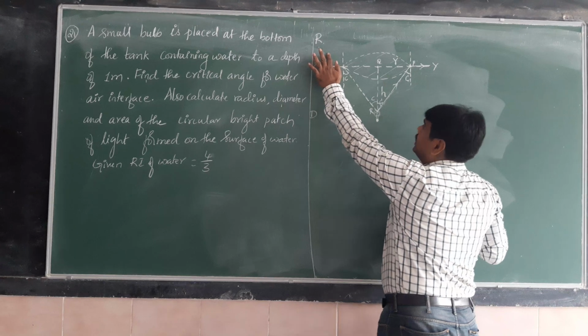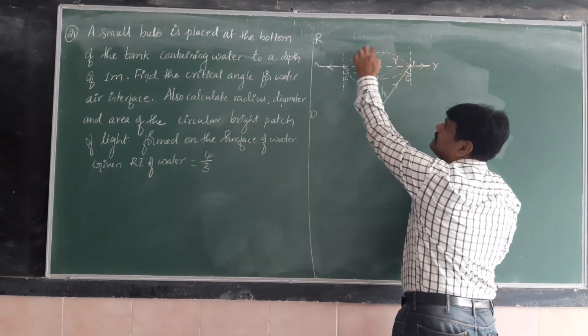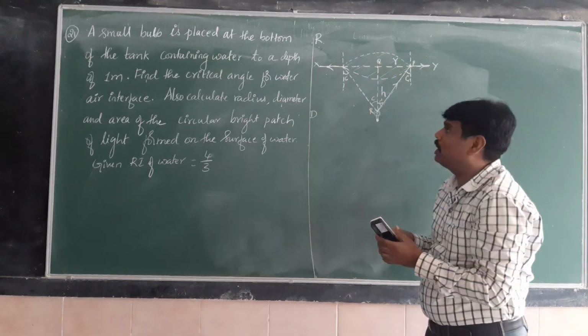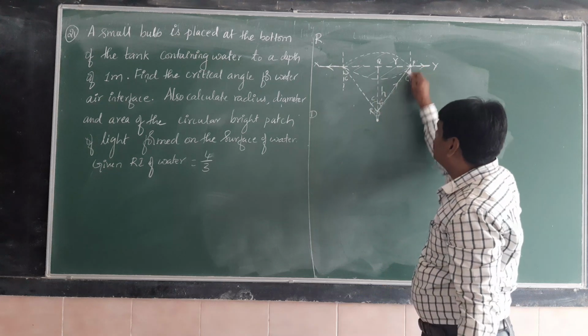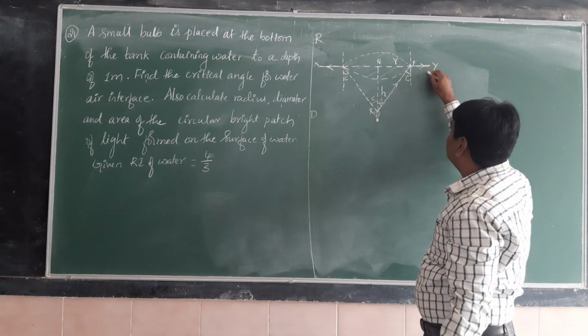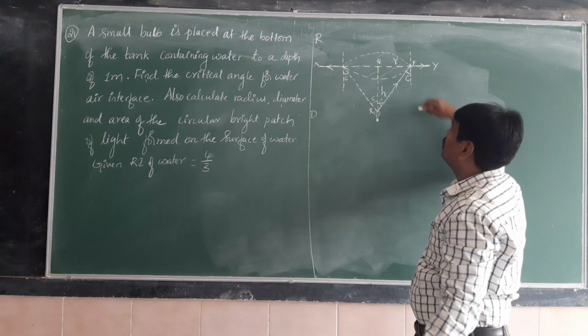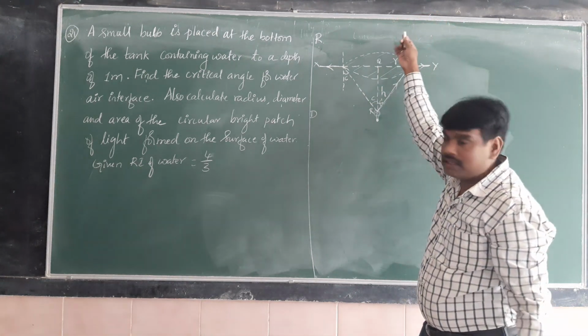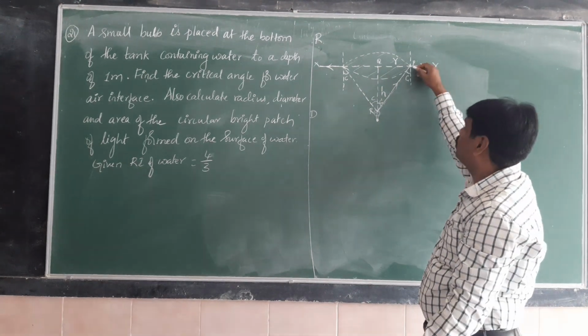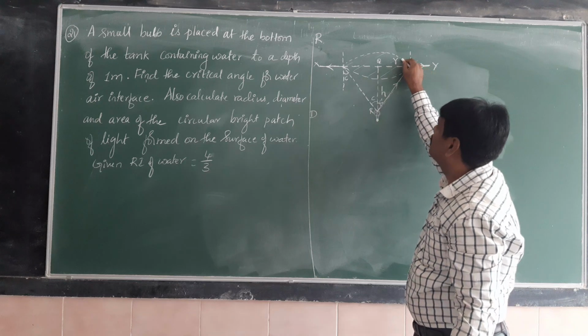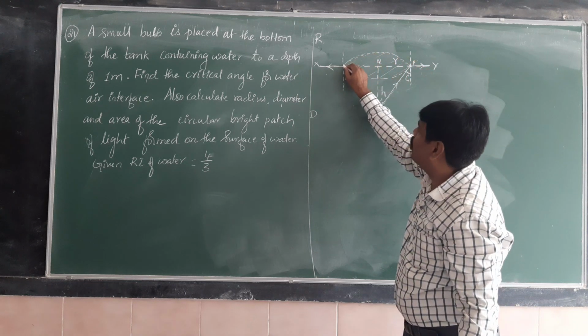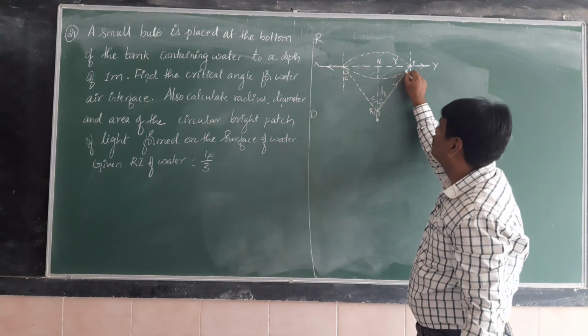So here there is no light. Here there is no light. Only this region should have light, because whatever light is passing from here will undergo total internal reflection. It won't reach the other rarer medium. It will undergo total internal reflection up to this position. So it will make a complete circular horizon.